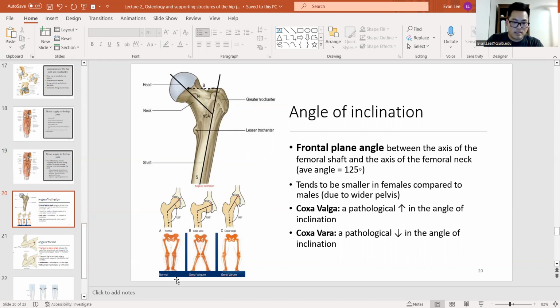If you look closely, this is the normal stance, but if your femur were to be at a greater or lesser angle, it's going to cause your hip bones to be a little bit oddly oriented, either with your knees together or your knees apart. This would be coxa valga, where you increase the angle, or coxa vara, where you decrease the angle too much.